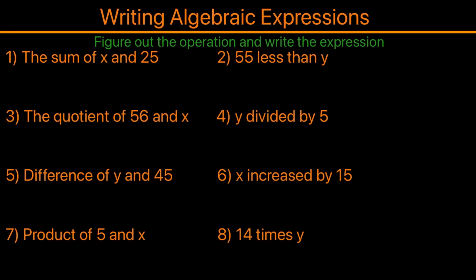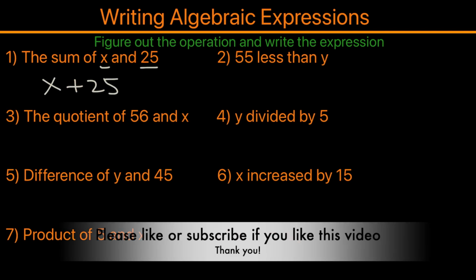For the first one, we have the sum of x and 25. So sum is to add everything as mentioned. So we have x and 25. Therefore, we will write out the expression as x plus 25. For the second one, we have 55 less than y. Less is minus. So 55 is less than y, and so y minus 55 is how you would write that expression.